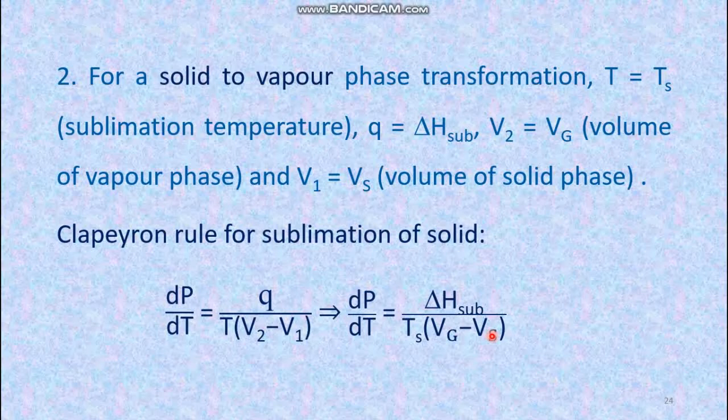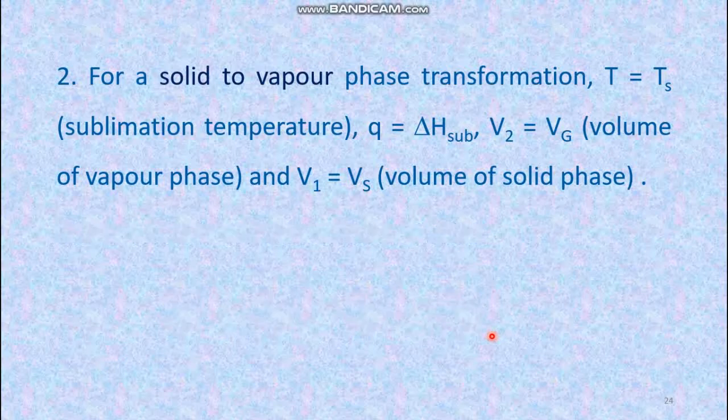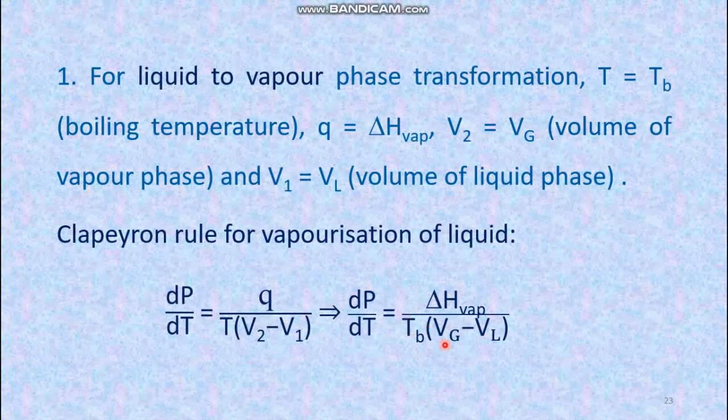You try to find the significance of these two equations. Here delta H is for liquid to vapor transformation. Delta H is positive because heat is absorbed here, isn't it? And here Vg is definitely greater than VL, so this is a positive parameter. This term is positive, so dP by dT is positive. That means P and T are directly proportional to each other. So if you increase the pressure, then the boiling temperature increases. And try to find out an example.